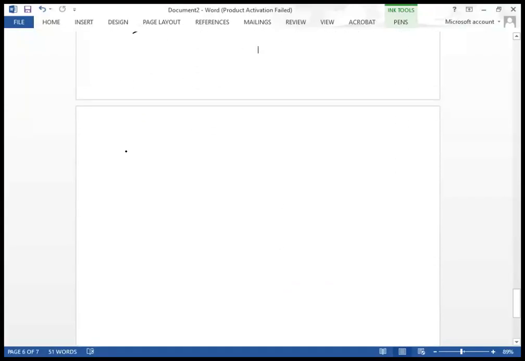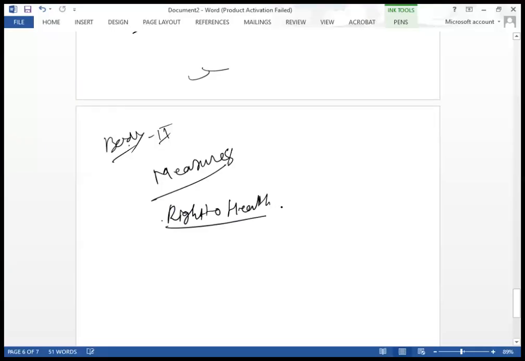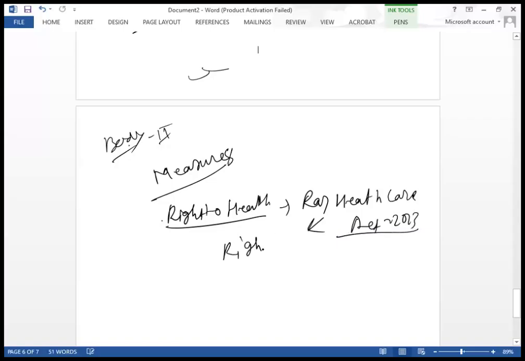You can write this down. Now, when you have written all this, come to the second part of the body, that is measures. What could be the measures? Definitely, the first measure will be right to health, which is also in the news now. You can quote that the Rajasthan Healthcare Act 2023 made right to health, or health, a part of fundamental rights in Rajasthan.